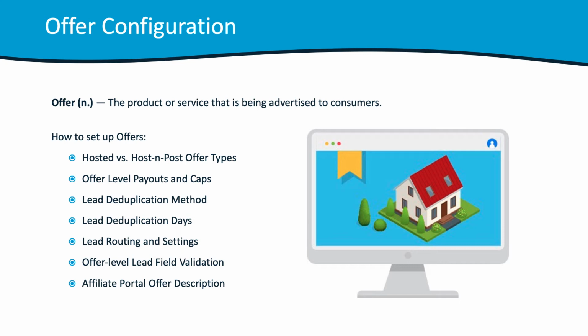We also have offer level validation. So the validation that I showed you at the vertical level can be overwritten on the offer level. And then lastly, we'll talk through some of the information that you can put in the offer card that will be relevant for the affiliates as they are browsing offers in your affiliate portal.